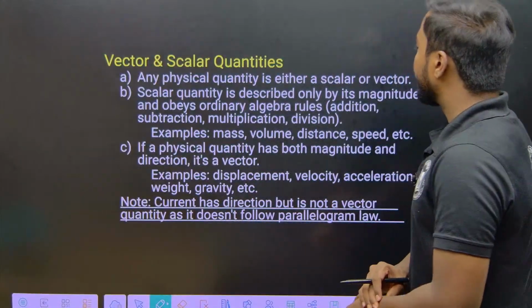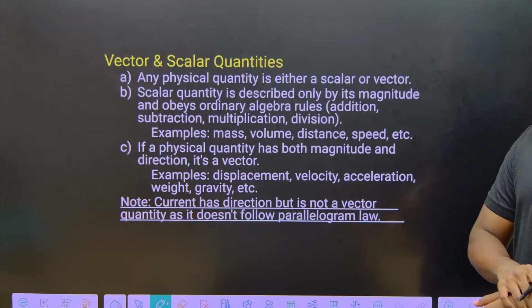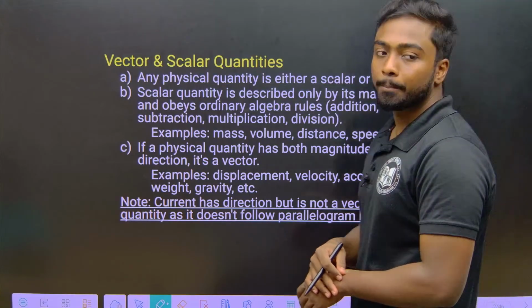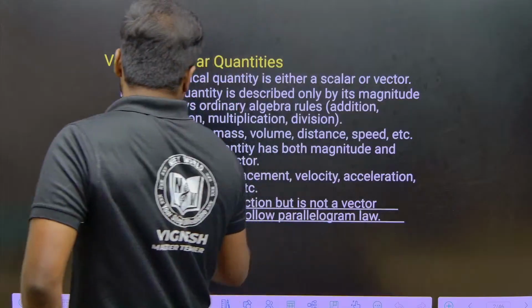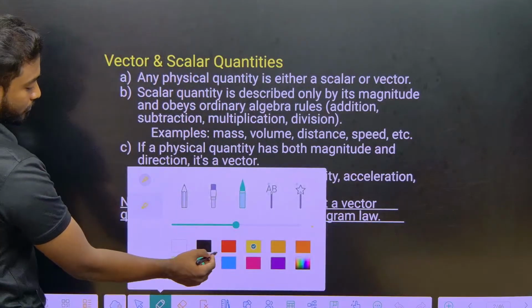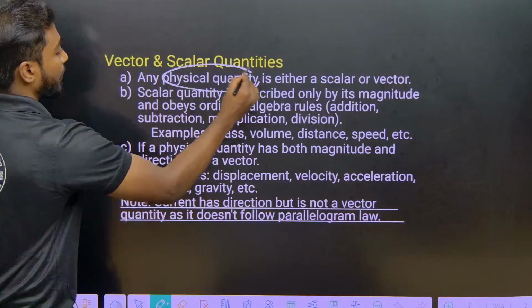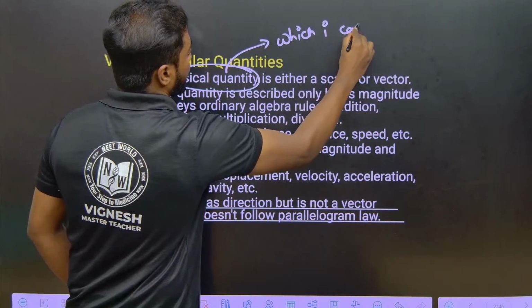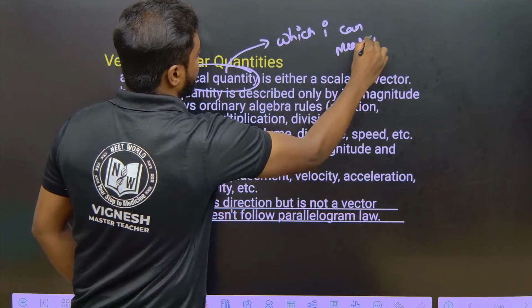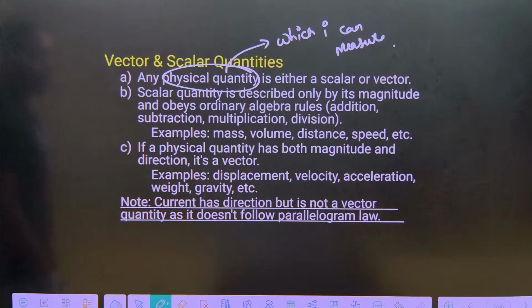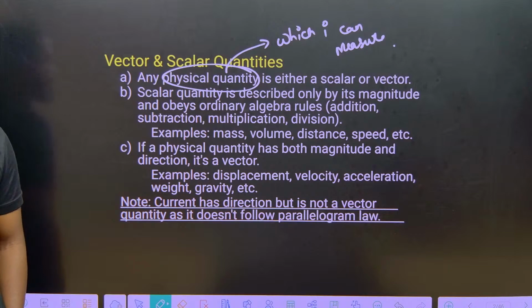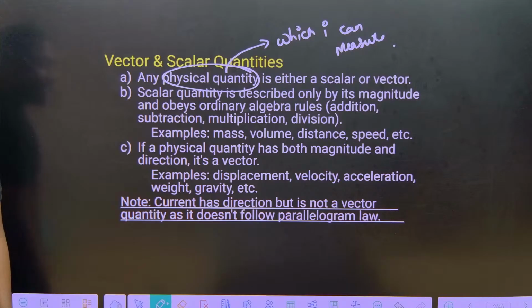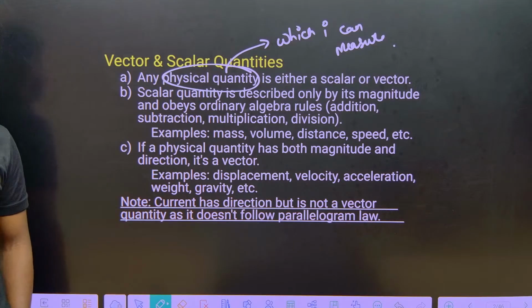So any physical quantity is either a scalar or a vector. Physical quantity in the sense which I can measure. A vector quantity is described by its magnitude and direction and obeys ordinary algebra rules, which are addition, subtraction, multiplication and division. So if a physical quantity has both magnitude and direction, it is a vector.